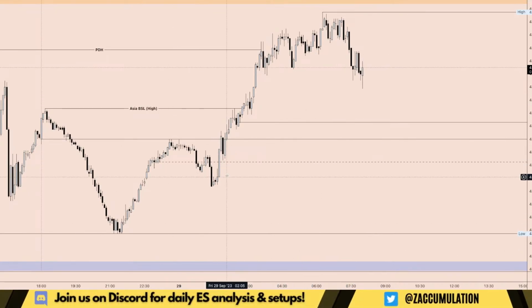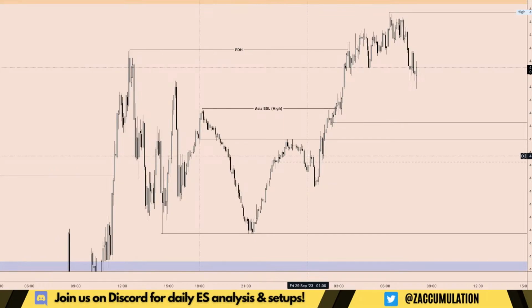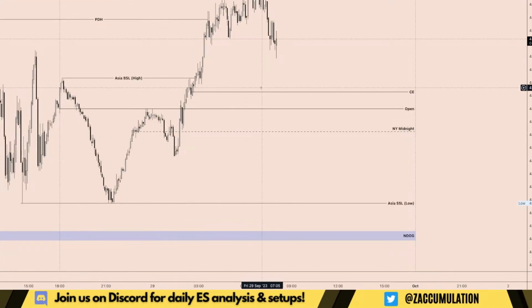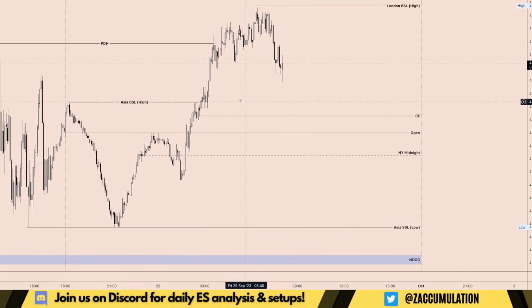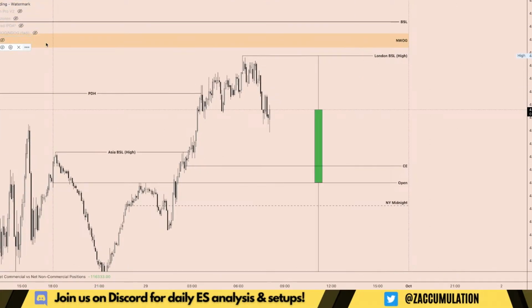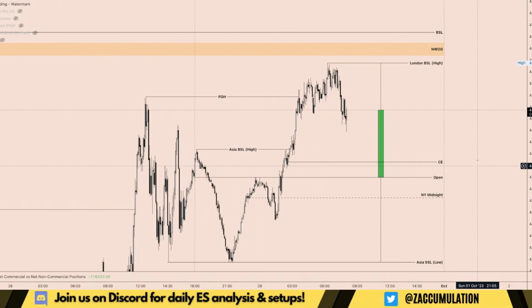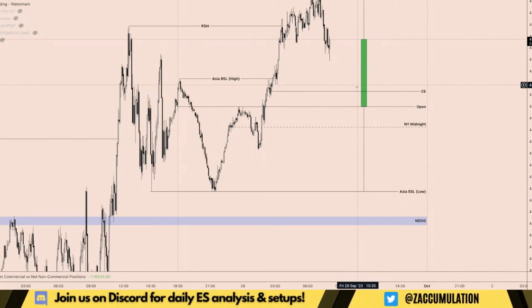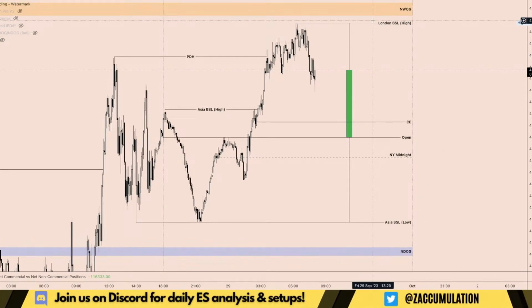Alright, so we have the Asian session high, we already swept that. We swept the previous day's high. Here is the consequent encroachment for the current daily range. We have the New York midnight level. We do not have news at 8:30. Our daily, no, that's the weekly candle. Daily candle looks something like this, or exactly like this. Here we have the open, low, consequent encroachment, and London buy side, which is currently high.